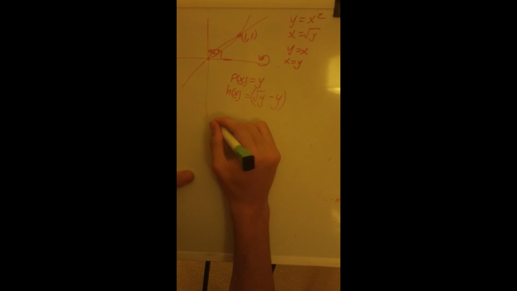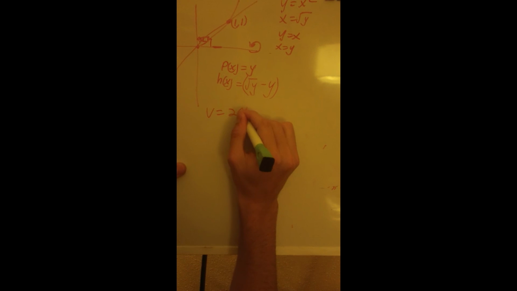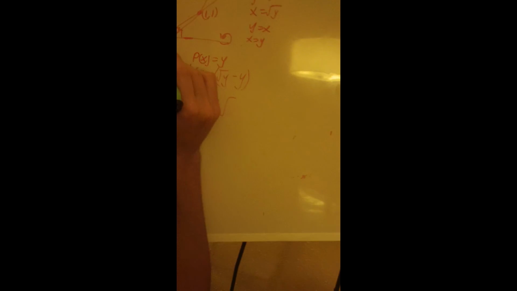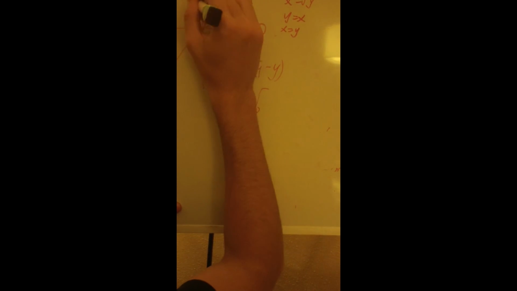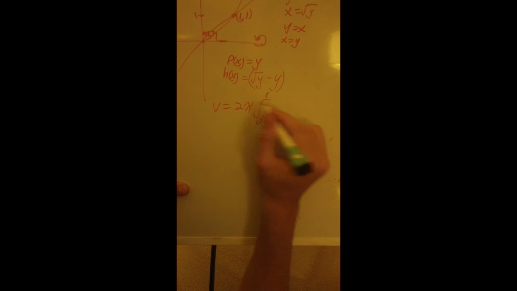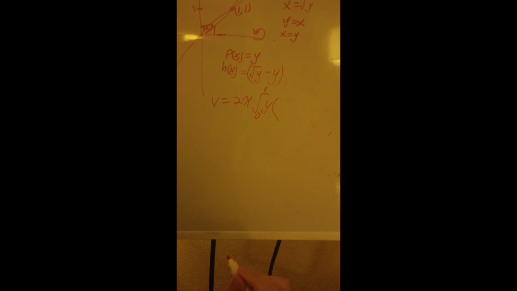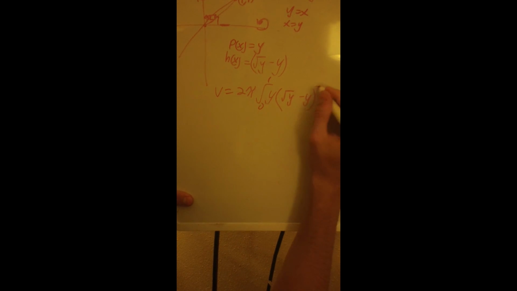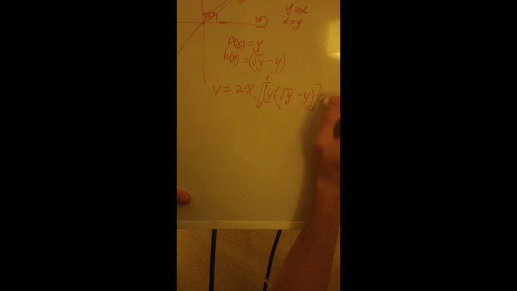So now we take the volume equals 2 pi, the integral, and so now we're integrating with respect to y. So we start at 0 and we go all the way up to 1 of the average radius, which is y, p of x, times h of x, which is root y minus y. And we're taking all this with respect to dy.